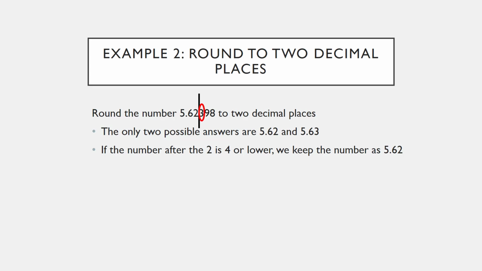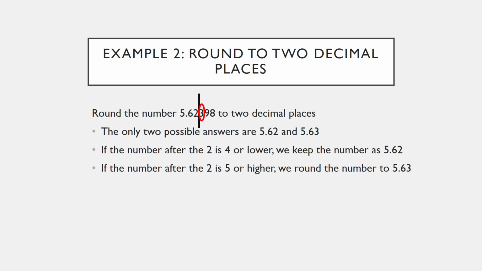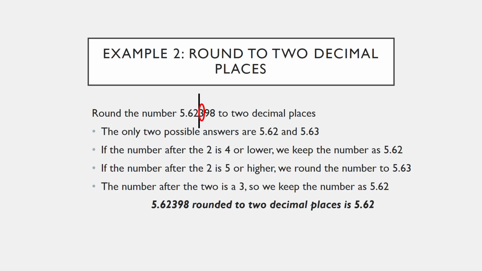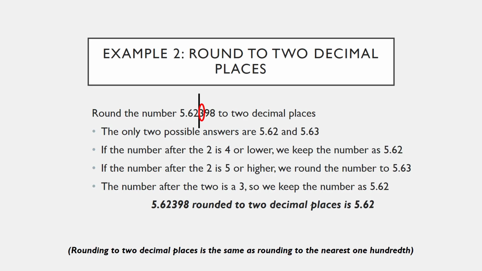If the number after the 2 is a 4 or lower, we would keep the number as 5.62. If the number after the 2 is 5 or higher, we would round up to 5.63. As you can see here, the number directly next to the 2 to the right is a 3. So since 3 is below a 5, we would keep the number 5.62. Therefore, 5.62398 rounded to 2 decimal places is 5.62. Notice that rounding to 2 decimal places is the same as rounding to the nearest 100th.